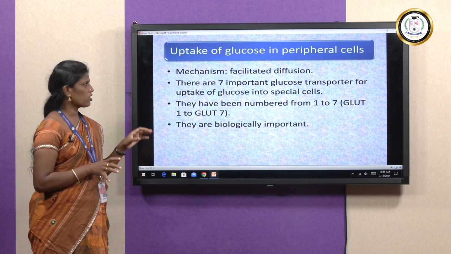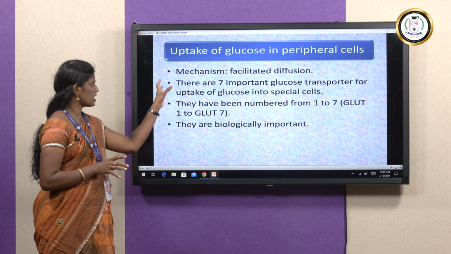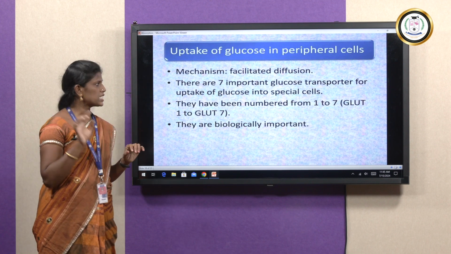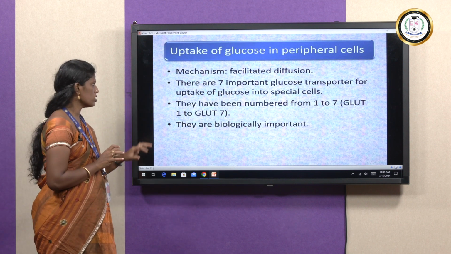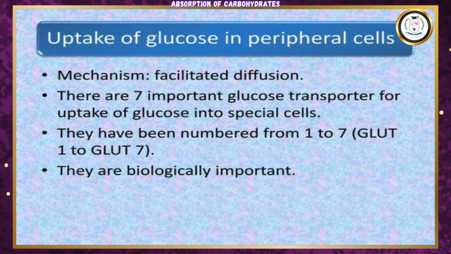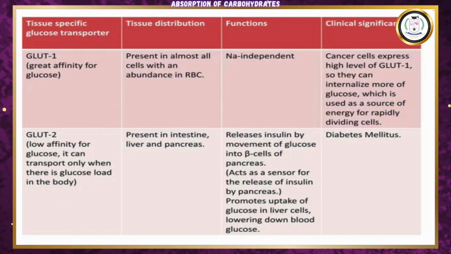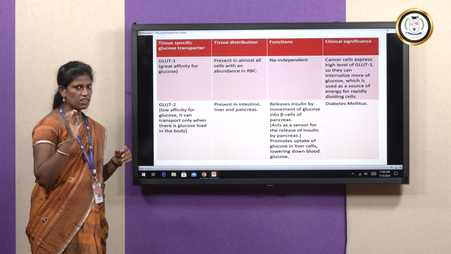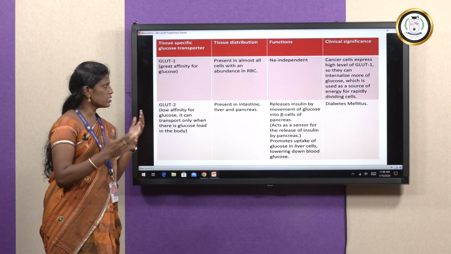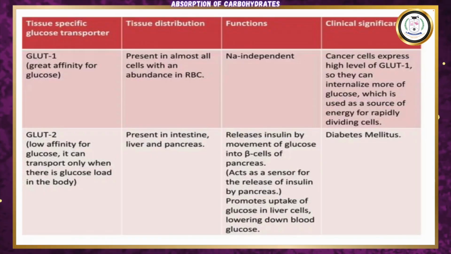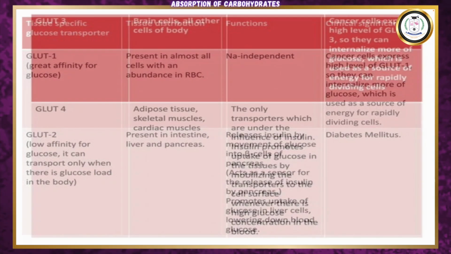For uptake of glucose in peripheral cells, the main mechanism is facilitated diffusion. There are 7 important glucose transporters, numbered GLUT1 to GLUT7. First, GLUT1 is present in all cells and is sodium independent. Cancer cells mainly express GLUT1. GLUT2 is present in the intestine. It releases insulin by movement of glucose. Its clinical significance is diabetes mellitus.